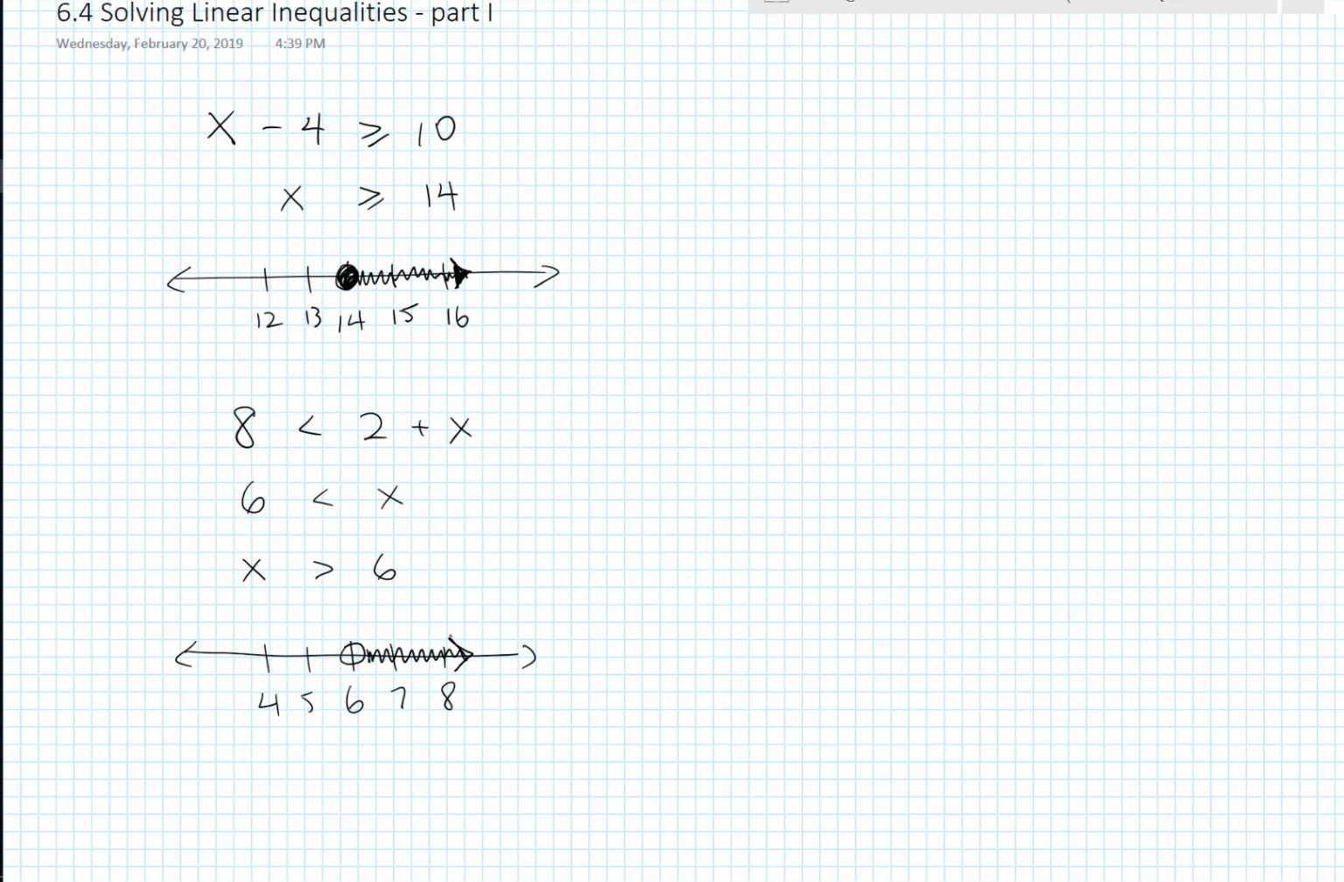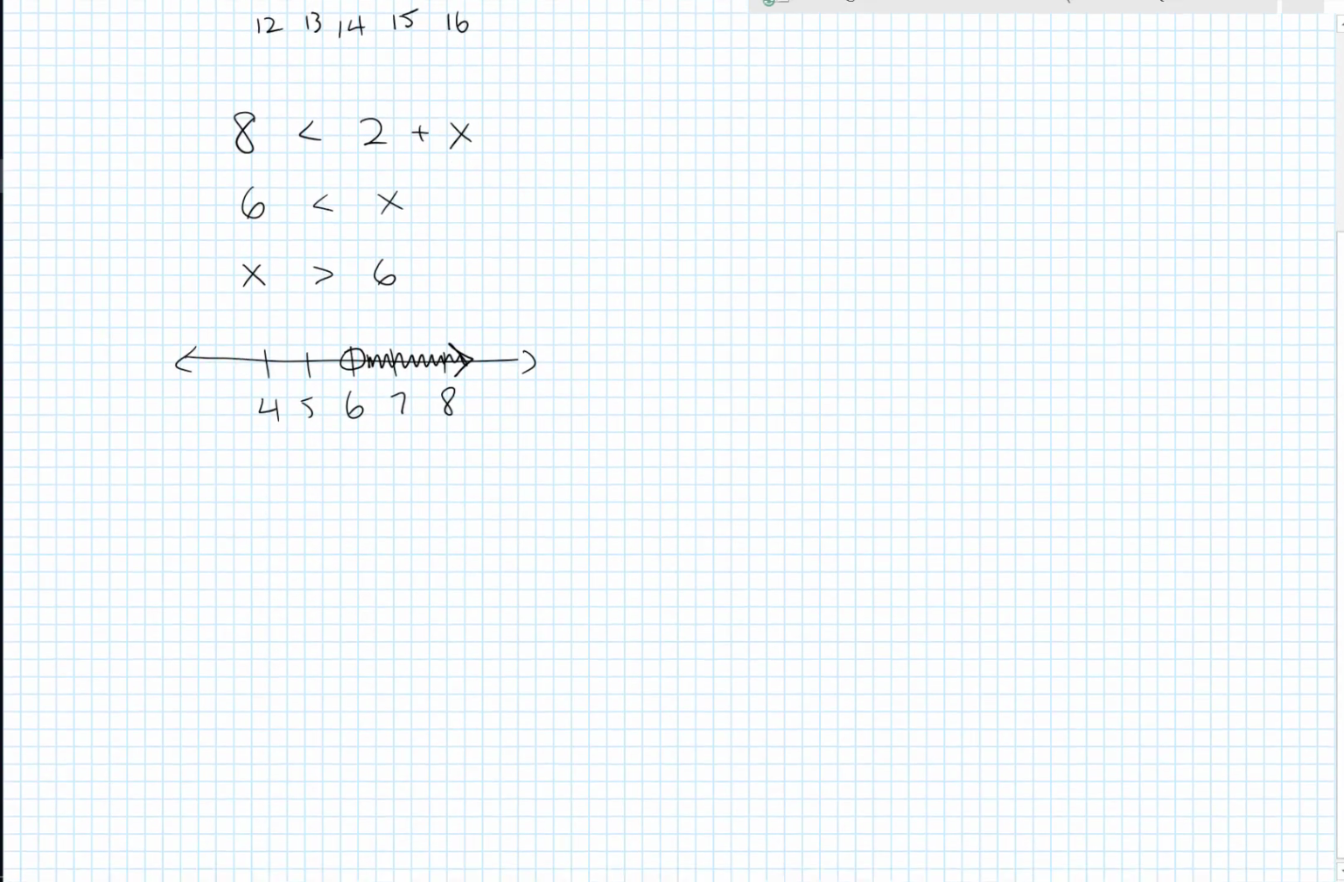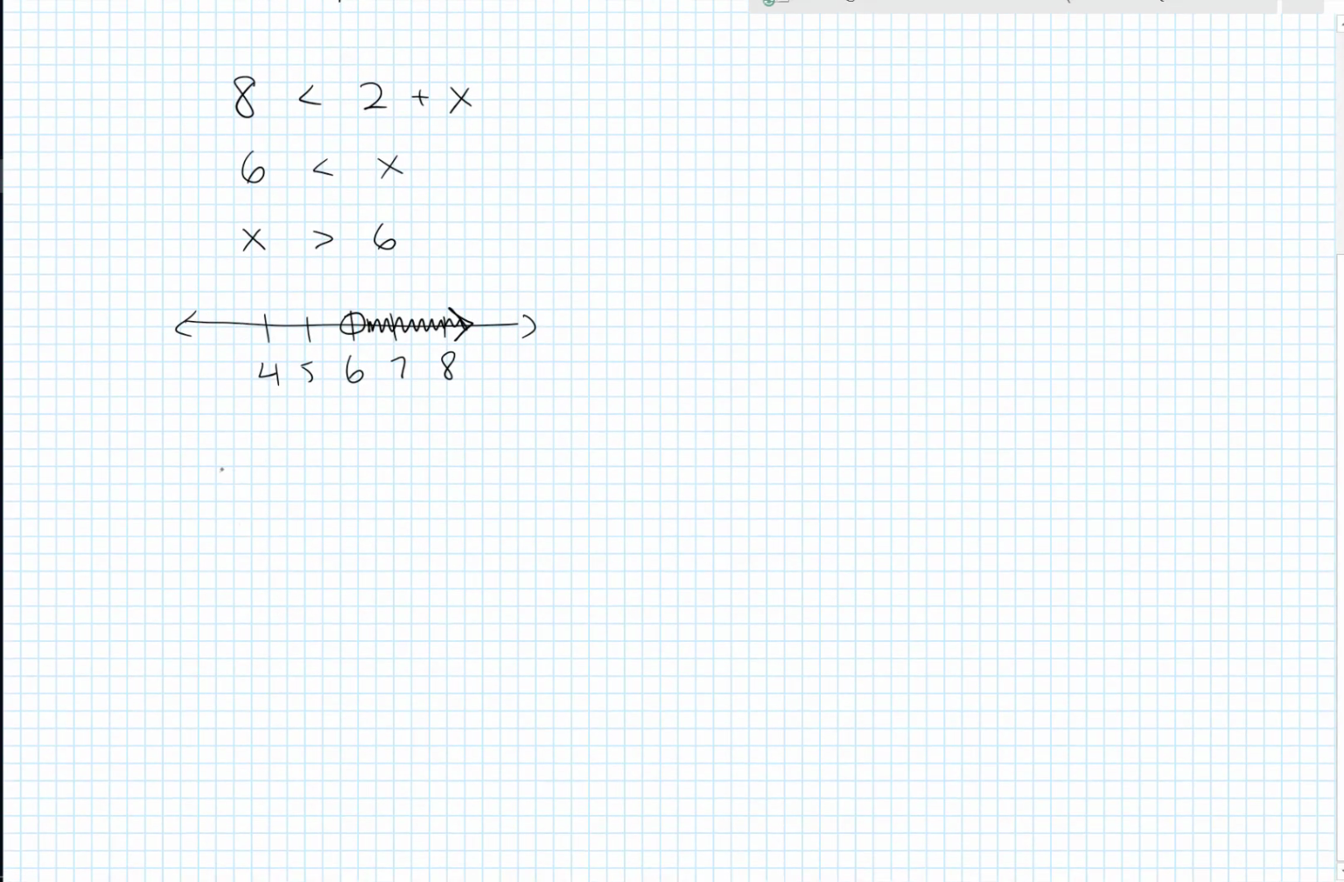If we plug in something to the left of 6, and again, the easiest one here is 0, we should get a false statement. 8 is less than 2 plus 0. 8 is less than 2 is false. All right, let's try one more here. What if we have 3x minus 4 less than 2x minus 6?